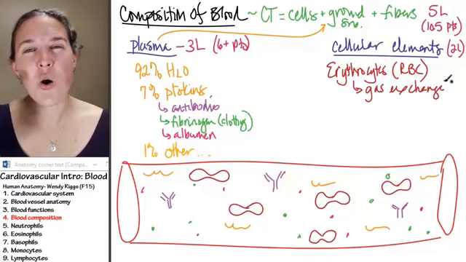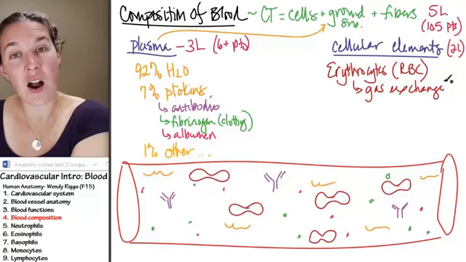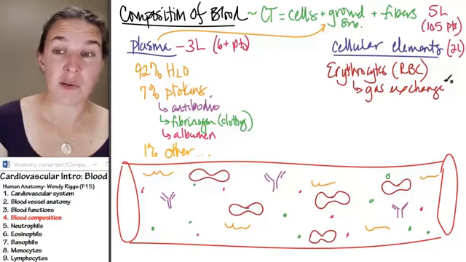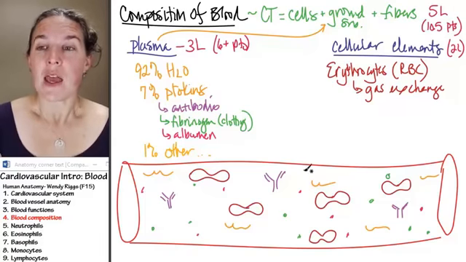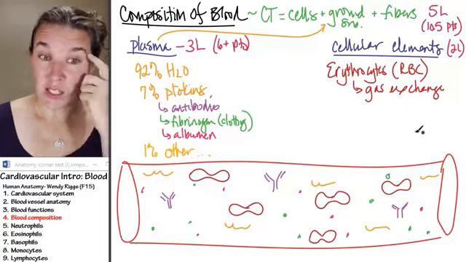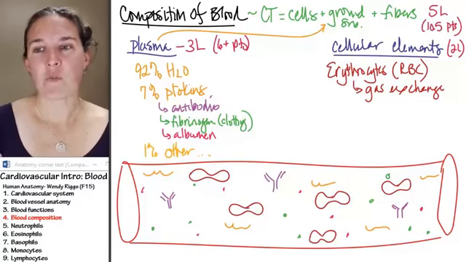So we know red blood cells as carrying oxygen. They also carry carbon dioxide, but they're carrying them back and forth to the blood, to the lungs, so that we can have gas exchange in the lungs. We've got red blood cells.